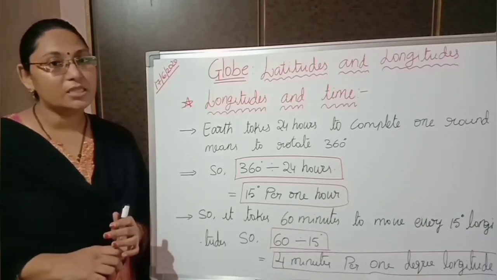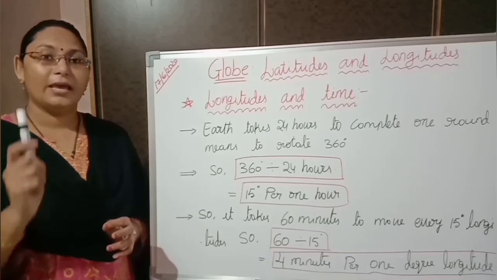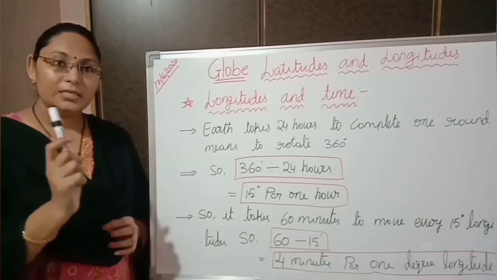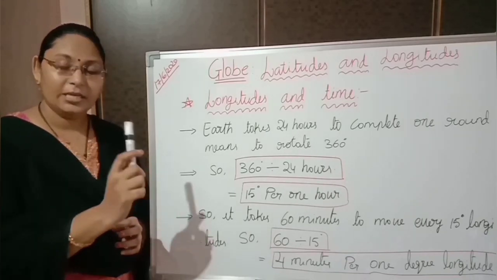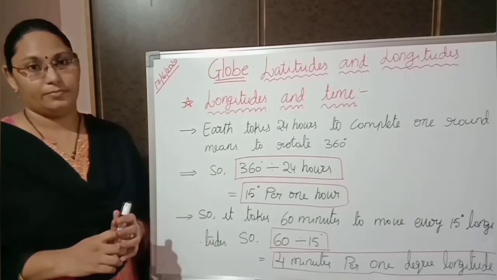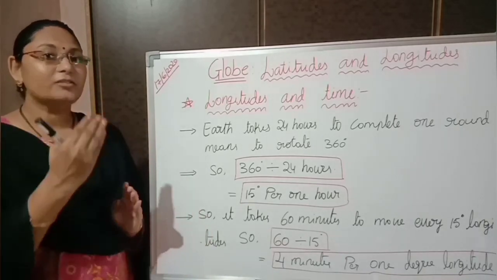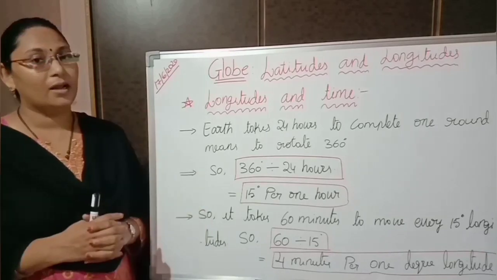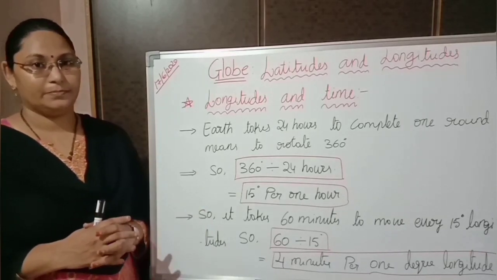1 hour means 60 minutes. So for every 60 minutes the earth is rotating, crossing 15 degrees of longitude. So 15 degrees of longitude are crossed every 60 minutes.